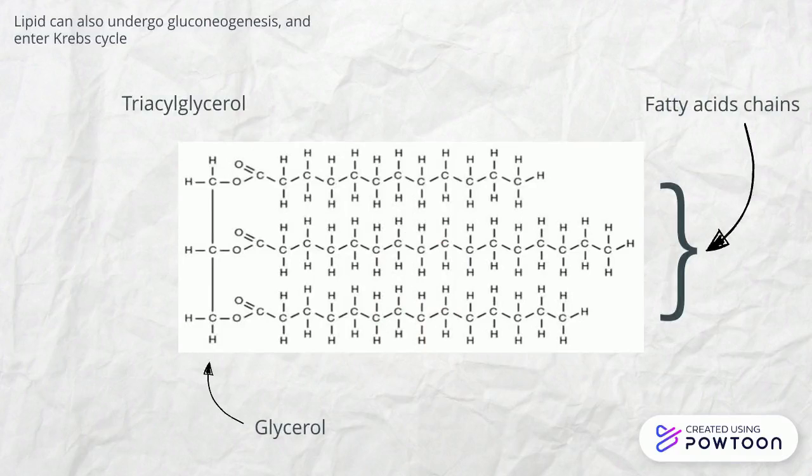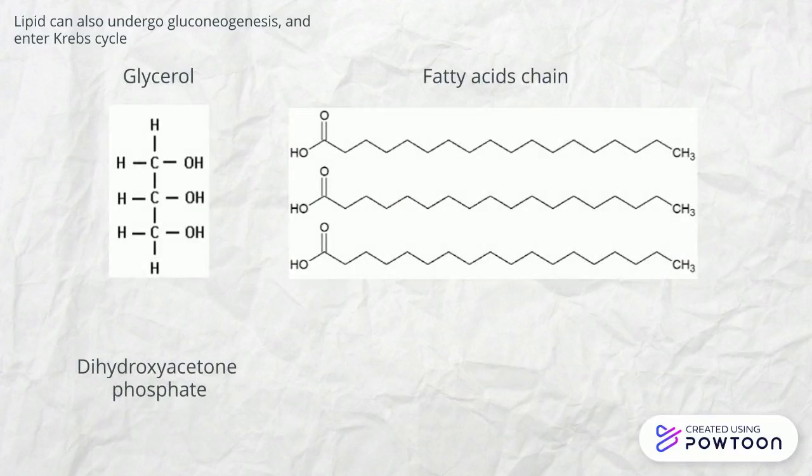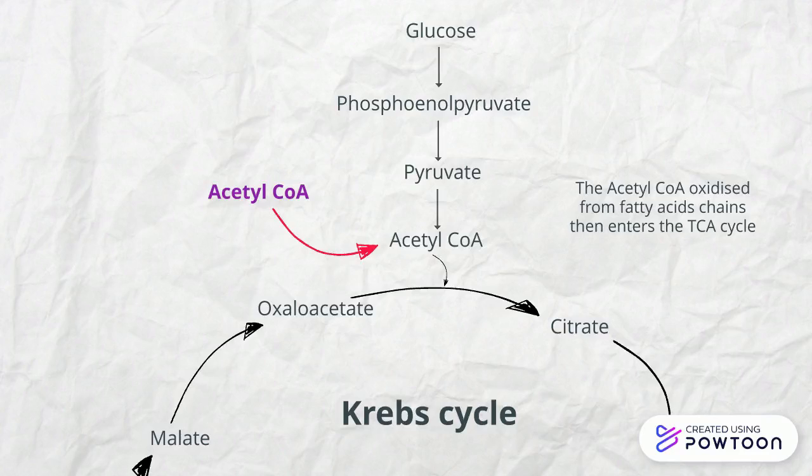Triacylglycerol consists of glycerol and fatty acid chains. Lipolysis cleaves triacylglycerol. Glycerol will become dihydroxyacetone phosphate, and fatty acid chains will undergo beta oxidation and become acetyl-CoA. The acetyl-CoA oxidized from fatty acid chains enters the TCA cycle.